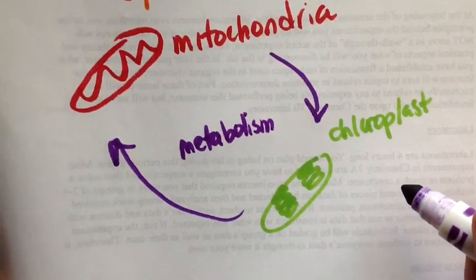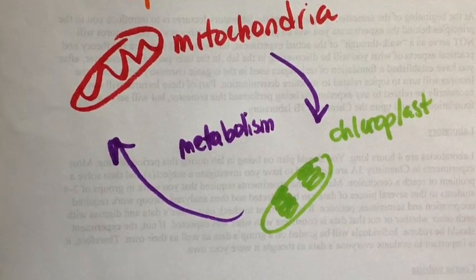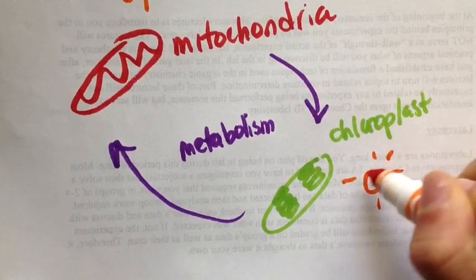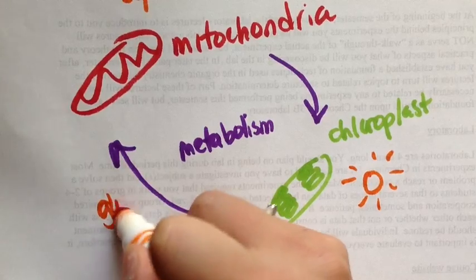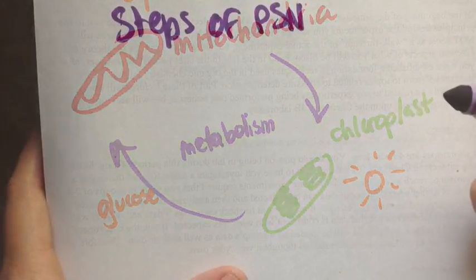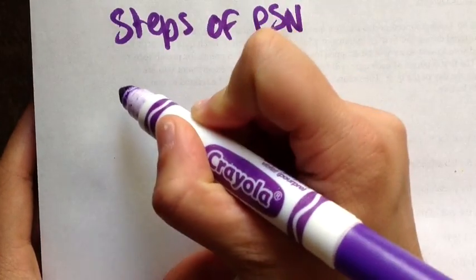So basically, there's a cycle where they're both providing something for each other. And this is all part of the idea of metabolism, of how energy is stored and used. So first, the chloroplasts are able to use energy from the sun, so it's a light-dependent process. And from that, they're able to make something called glucose, a sugar that's used by the mitochondria. So now we're going to cover the steps of photosynthesis. There's basically two main cycles.